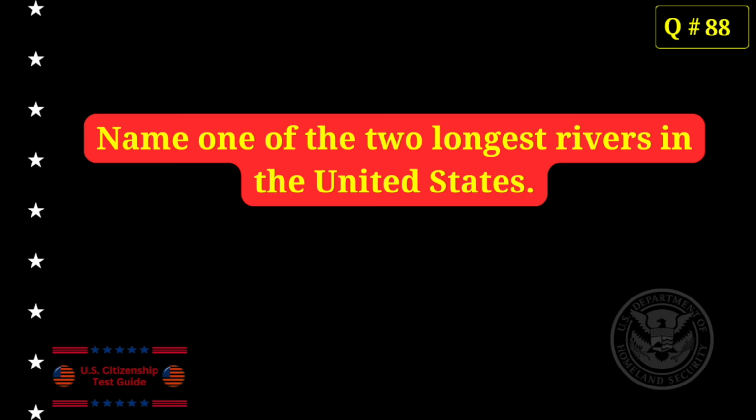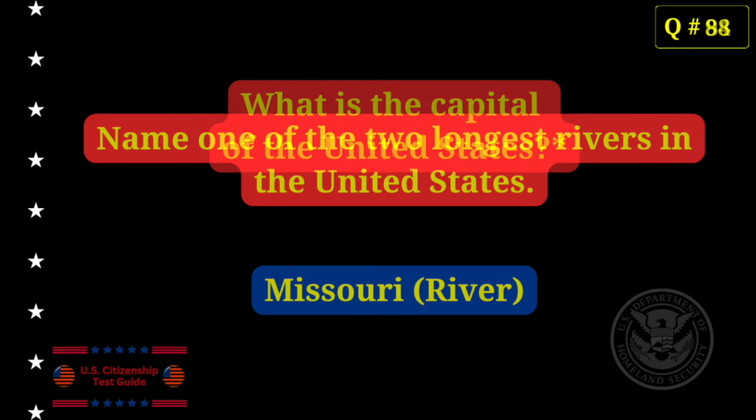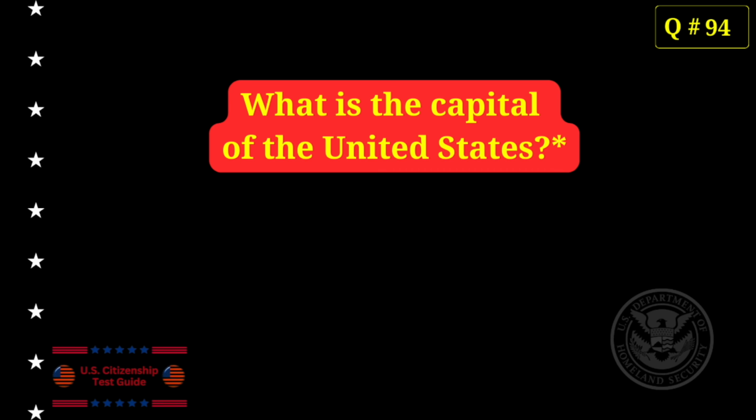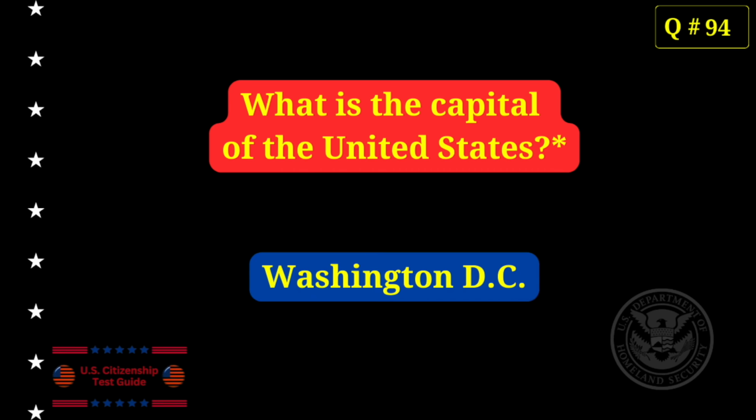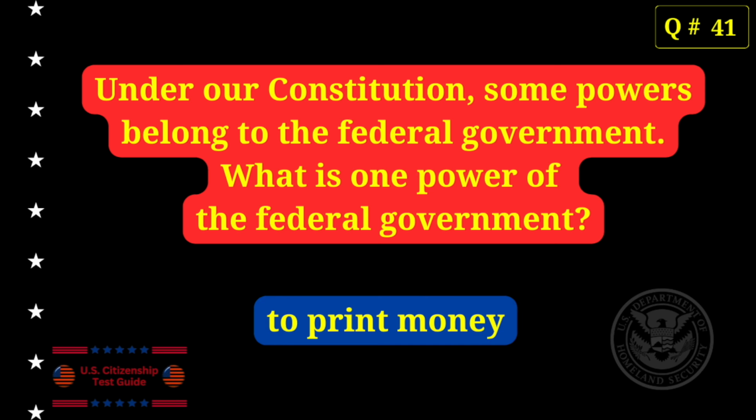Name one of the two longest rivers in the United States. Missouri River. What is the capital of the United States? Washington, D.C. Under our Constitution, some powers belong to the federal government. What is one power of the federal government? To print money.